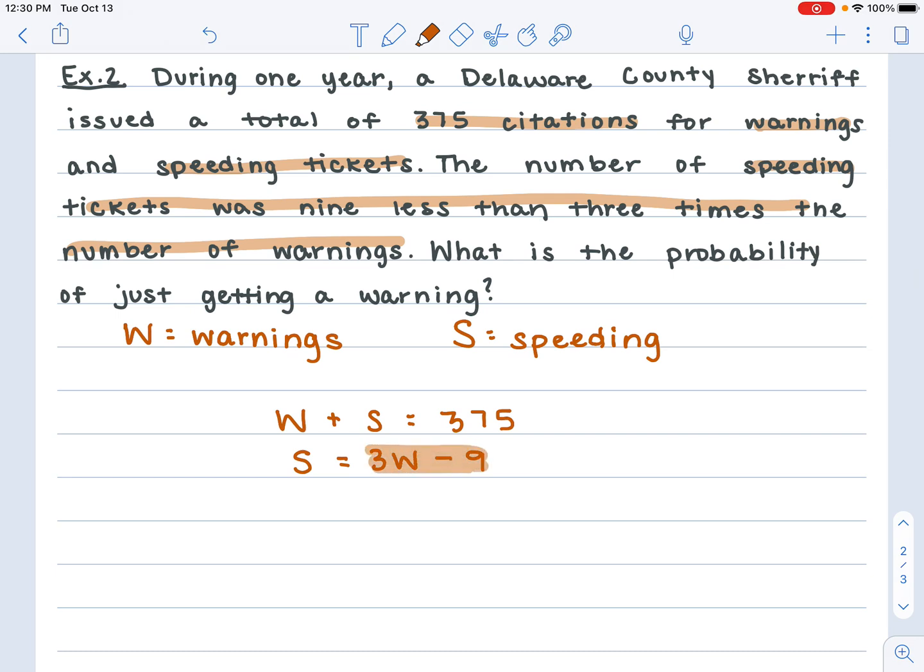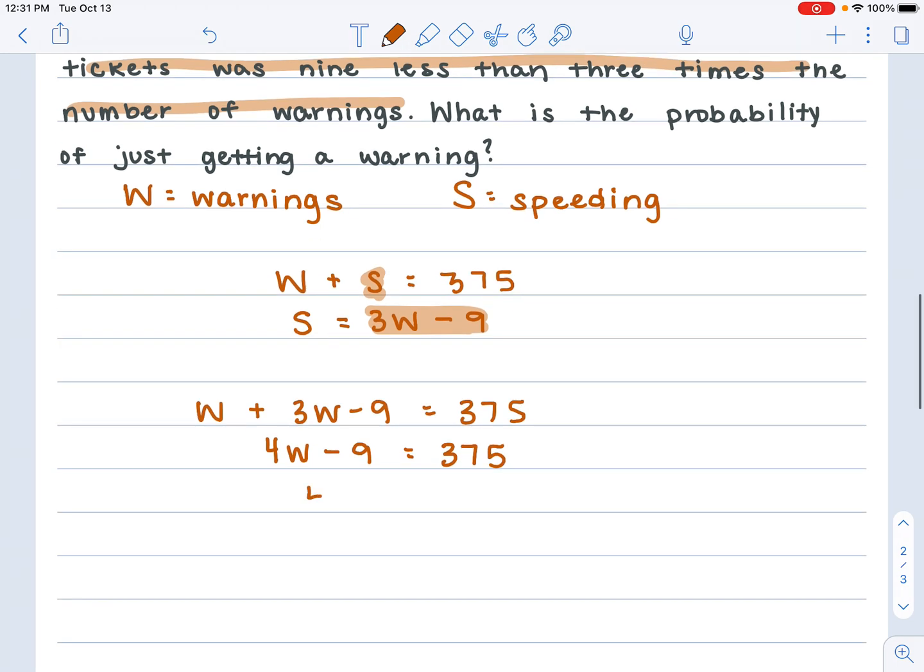I think I'm probably going to do substitution. I'm probably going to plug in this 3W minus 9 into this S value right there. So I'd have W plus 3W minus 9 equals 375. 4W minus 9 equals 375. I'm going to add 9 to both sides. 4W equals 384. Divide by 4. W equals 96. Okay, so he gave out 96 warnings.